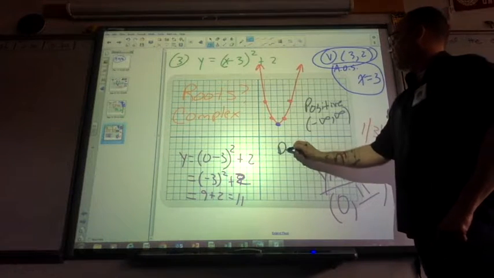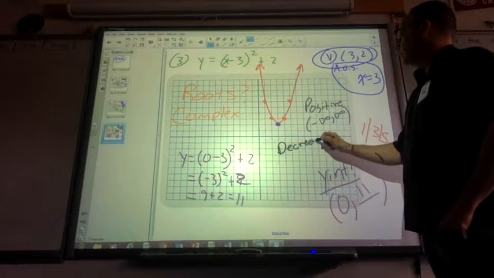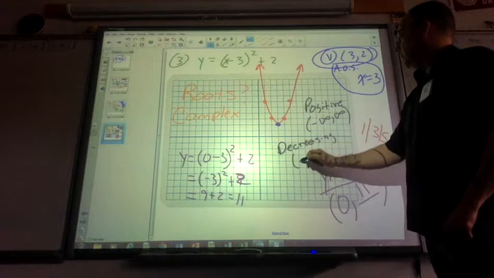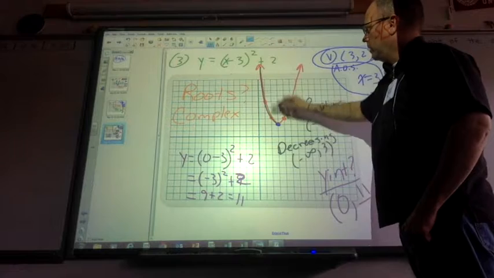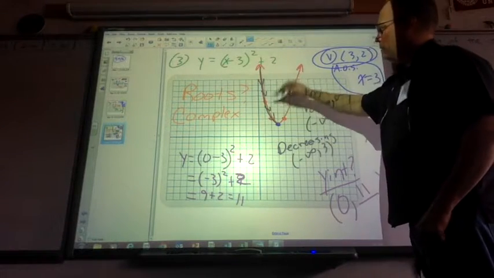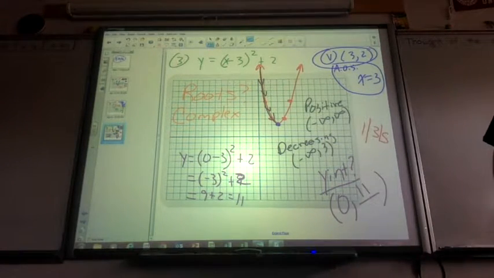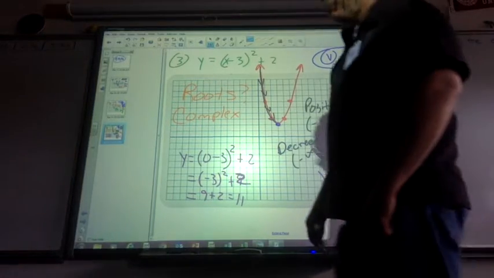Where is this graph decreasing? Where is it going down? Negative infinity to 3. Awesome. So it's right here. That's the decreasing part. Okay? Good stuff.